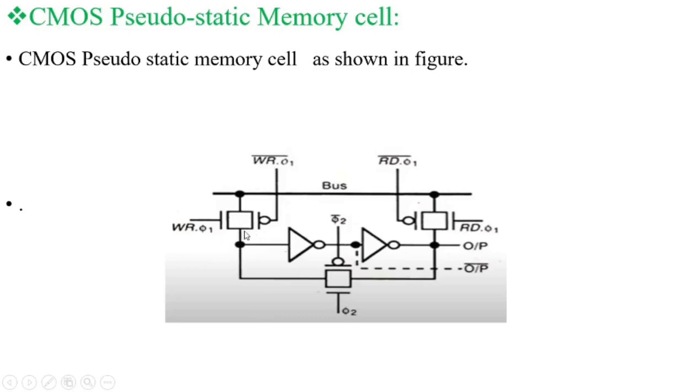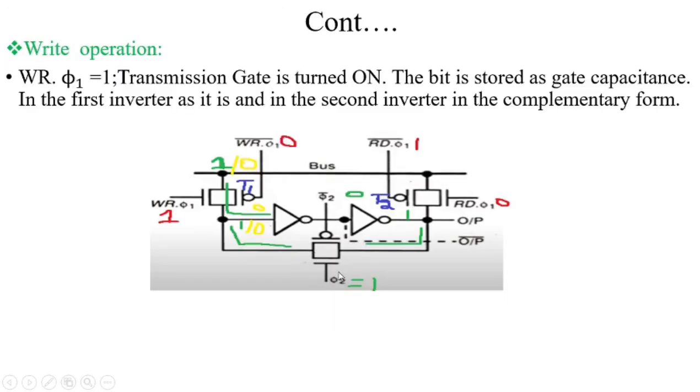One transmission gate has inputs WR into phi 1 and WR bar into phi 1, and the other transmission gate has inputs RD into phi 1 and RD bar into phi 1. Here we are using two CMOS inverters, and these two CMOS inverters are cascaded. The cascaded connection of these two CMOS inverters acts as the memory cell, and here we get the output. Again, we are using one transmission gate for performing the refreshing data operation. Next, we are discussing the write operation.